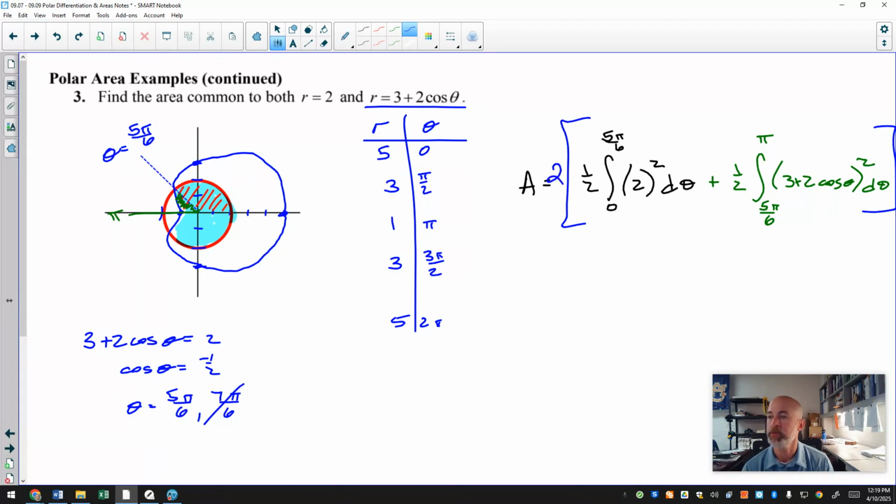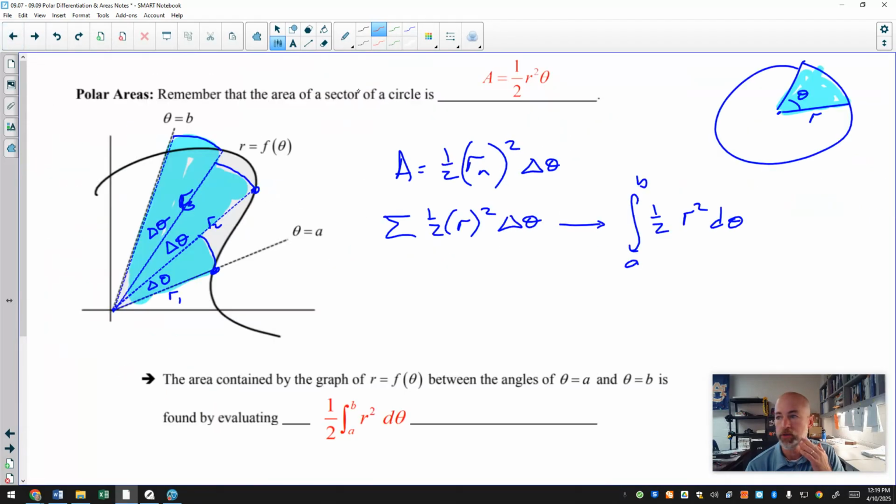And double it because I only found half the area, and that would be a good setup to get the area common to both of those graphs. You do have the option, because this first part is contained by the circle, to actually use geometry with the formula for the sector of a circle, which I showed you a long time ago right here.